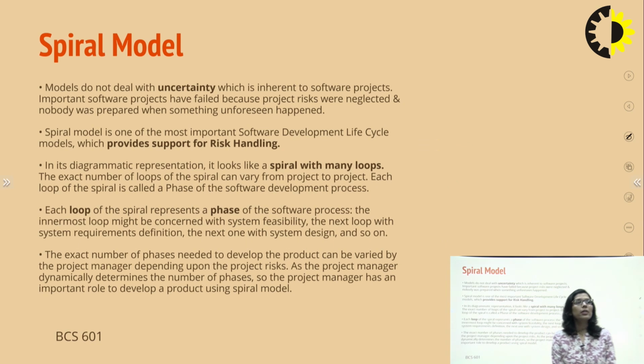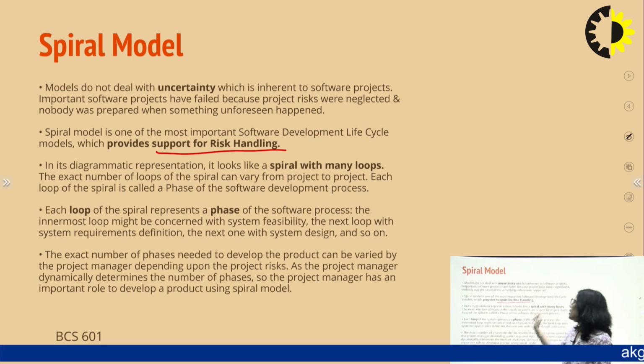Next and the last one is your spiral model. Now, all the models that we have discussed so far don't have the concept of risk. So risk is always there. The spiral model is providing support for risk handling.